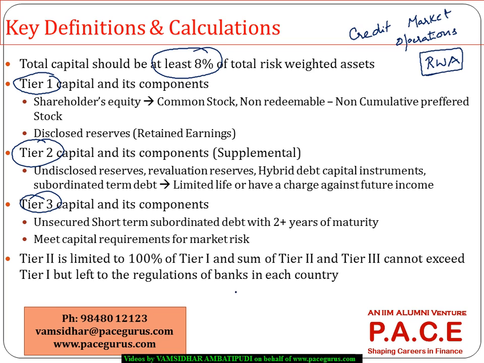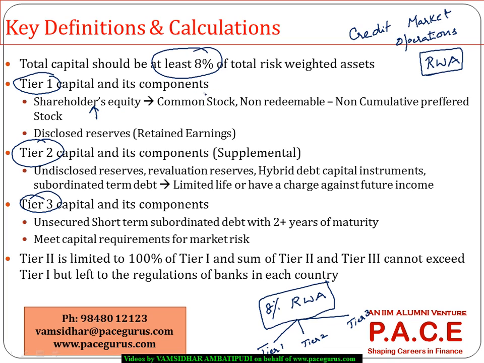So out of the total 8% of risk weighted assets, which is the minimum total, it could be composed of tier 1, tier 2, and tier 3 capital. Tier 1 is the core, where we talk about the shareholders' equity.